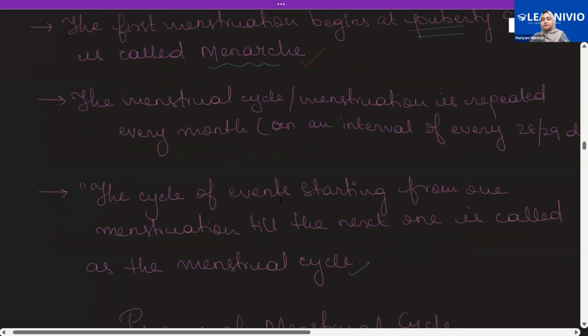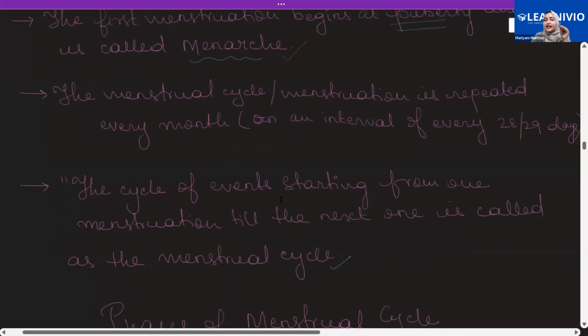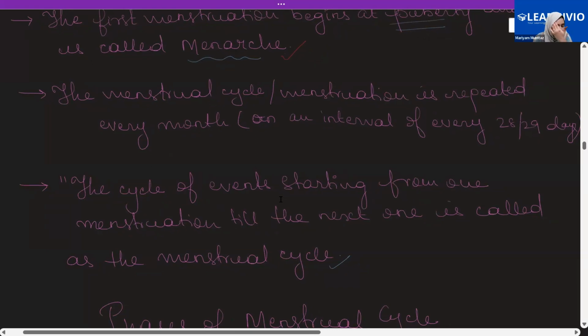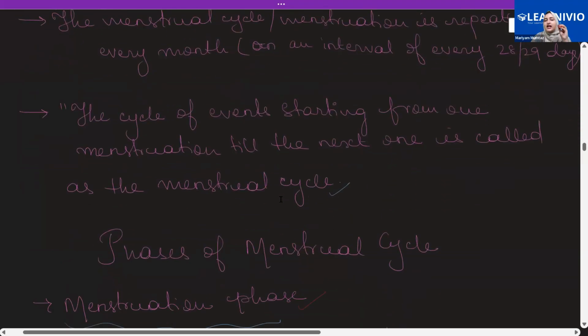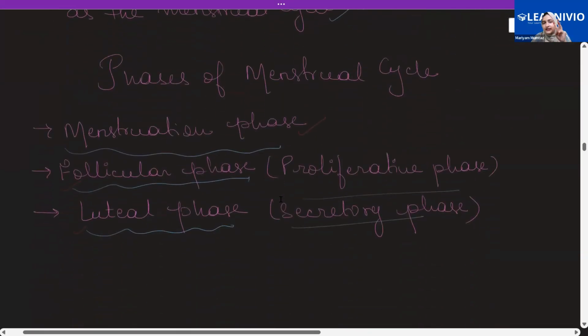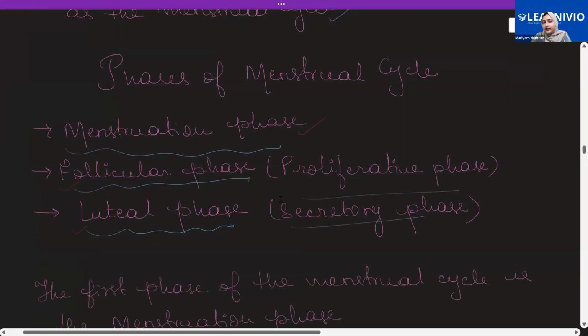The menstrual cycle or the menstruation is repeated every single month at an interval of every 28 to 29 days. The cycle of events that starts from one menstruation till the next, since it is a cycle, we call it the menstrual cycle. There are three particular phases in the menstrual cycle. You have the menstruation phase, the follicular phase, which is also called proliferative.